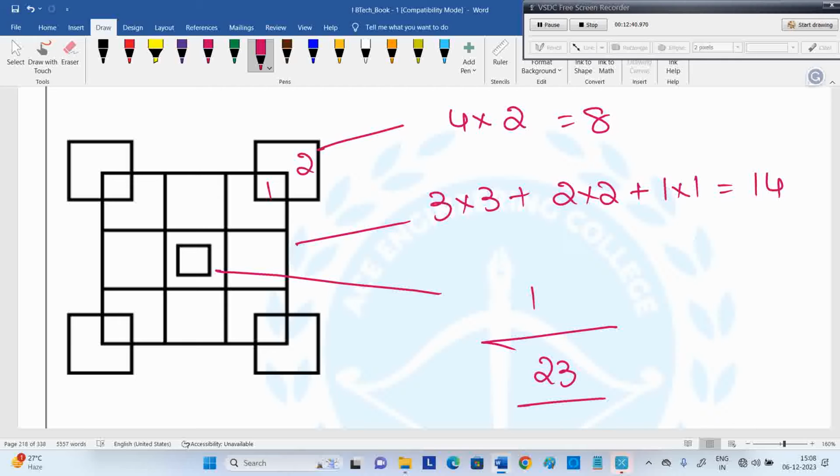14, and 2 extra at each corner we got. I indicated that 1 and 2 as well. Like that 4 corners, 4 into 2, 8. And in the middle one you have 1 extra. That also you need to add.